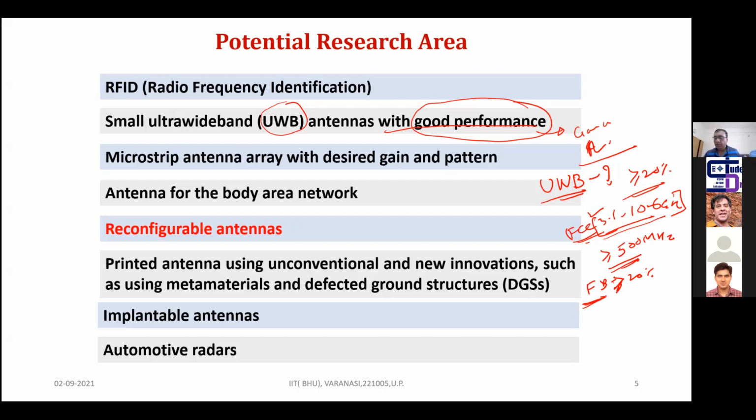How can you define this fractional bandwidth? I am just asking this question in a different way. What would be the maximum fractional bandwidth of any antenna? I think the question is very much clear. Theoretically, what would be the maximum fractional bandwidth of any antenna?